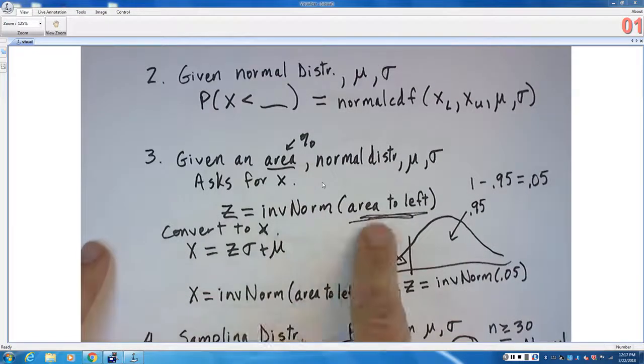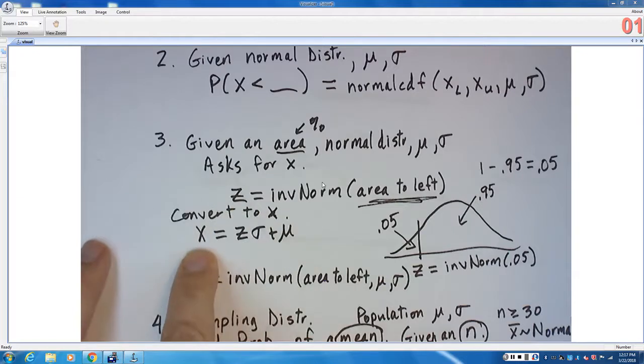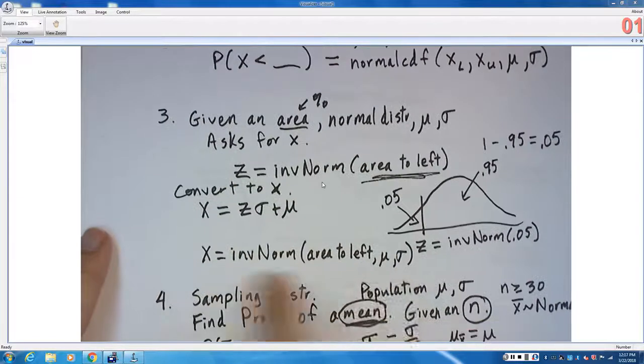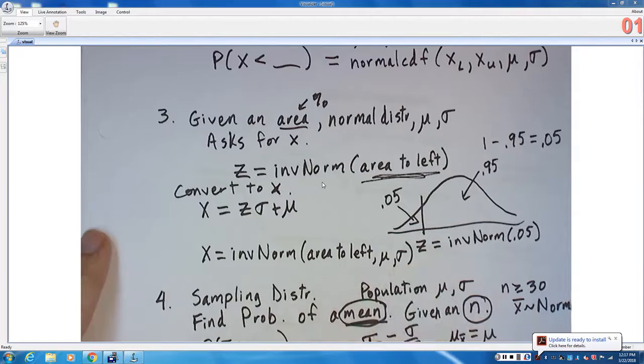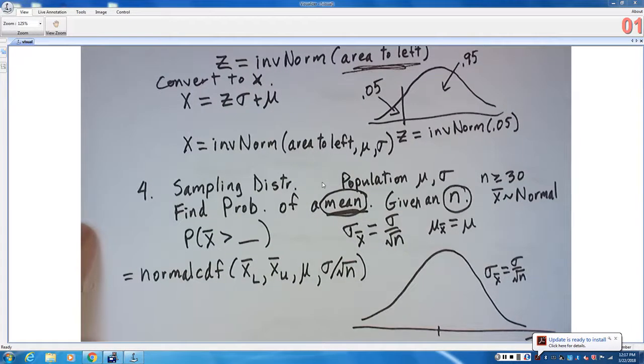Z equals that. If you're looking for an X, then you need to convert to X. It's 2 steps, or you can do it in 1 step, the shortcut. If you're finding X, you have to put in the area to the left, the mean, and the standard deviation. And the last type was sampling distributions.